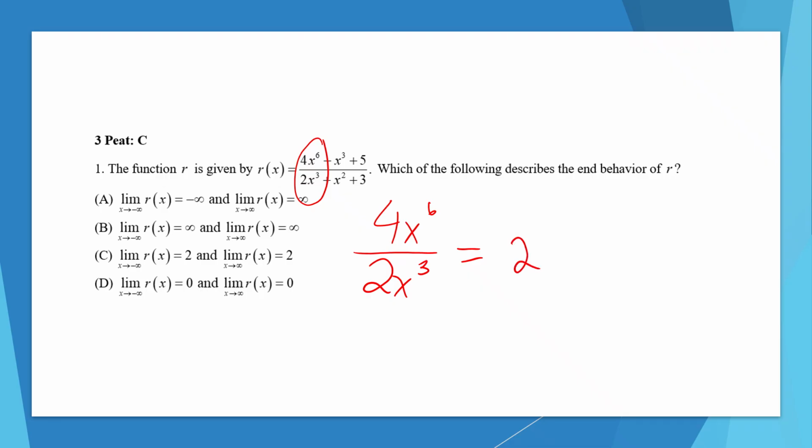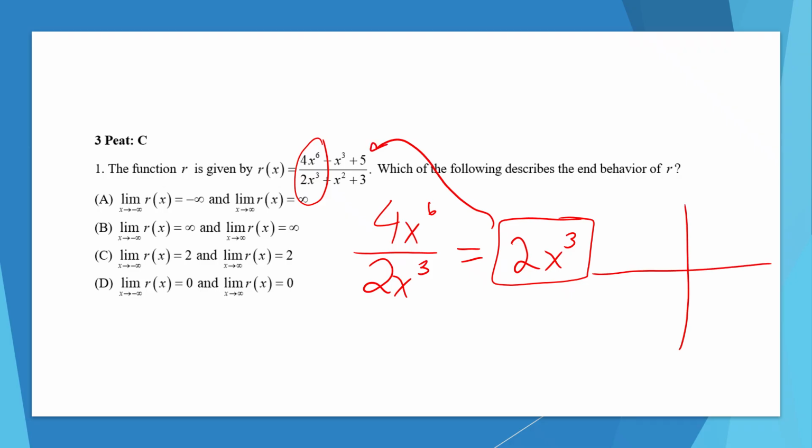4 over 2 is 2. X to the 6 over x cubed is x cubed. And then this will be the end behavior of this whole rational function. Here, 2x cubed has a positive leading coefficient at an odd degree. So this should behave like the general function y equals x, which has the same properties. For the limit as we go to the left forever, this is going down. And as we go to the right forever, this is going up. So A would be our correct answer here.